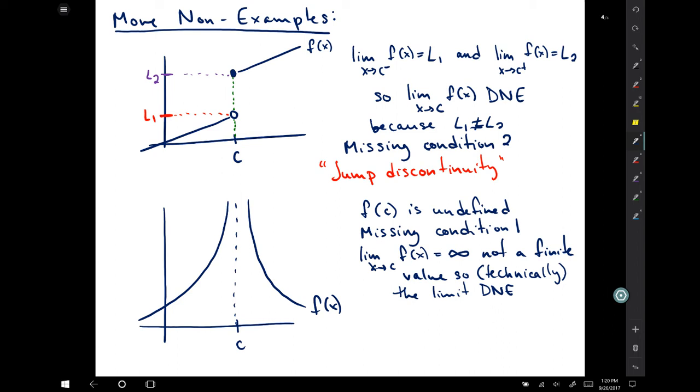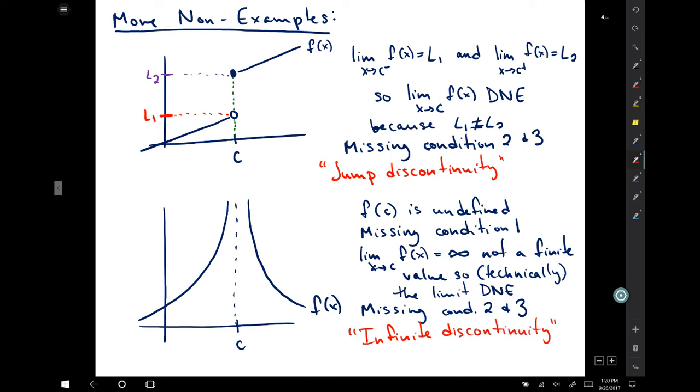So here we're missing condition 1, we're missing condition 2. And if we don't have those two conditions, we also can't have 3. And same with the previous example too. If the limit doesn't exist, we can't have condition 3. So this last type of discontinuity down here is what's called an infinite discontinuity. And this is the type of discontinuity that we get whenever we have a vertical asymptote.